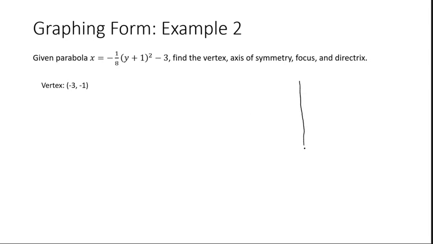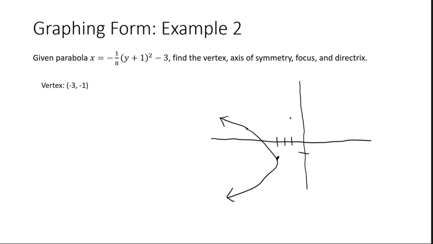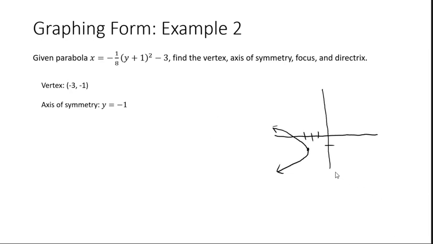So let's sketch this to help you visualize what we're doing here. We have negative 3, negative 1 as your vertex. We said it's opening to the left, something like this. And from here, we can find our axis of symmetry because it's going to be this line that's horizontal through the vertex, and it's going through negative 1. So your equation would be y equals negative 1. That is your axis of symmetry, the line cutting through the center. All right, and then to find the focus and the directrix, we need to figure out our c value. To do that, we can look at this number right here.